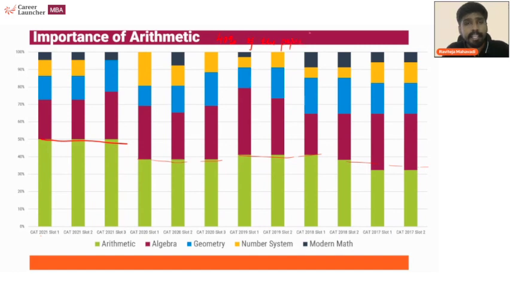And what does arithmetic include? Arithmetic essentially includes percentage, profit loss discount, simple interest, compound interest, ratio proportions, mixtures, alligations, and averages. These are the topics that you have actually done in school in terms of word problems.